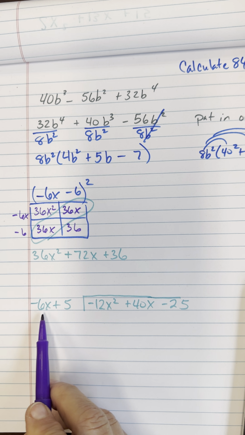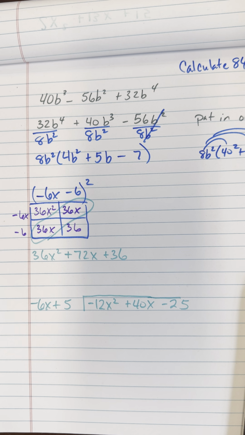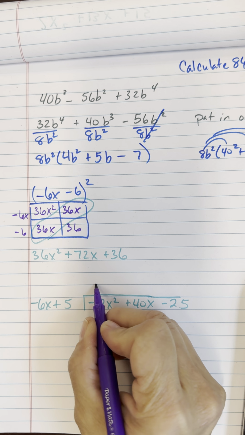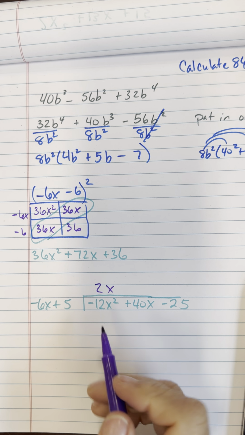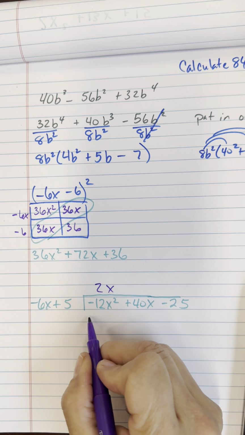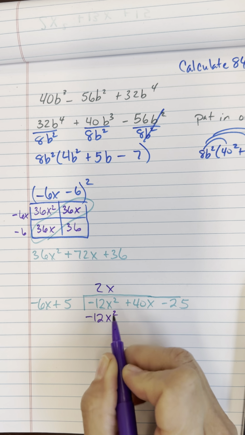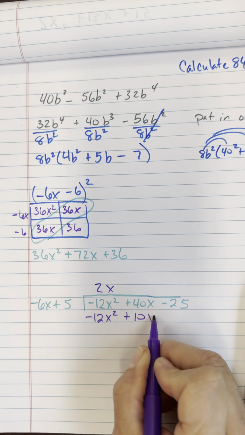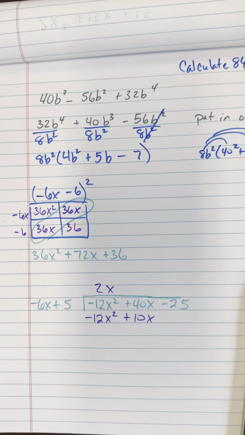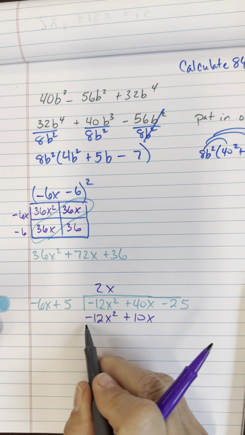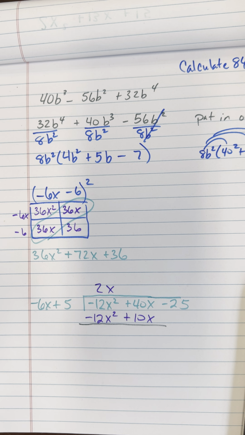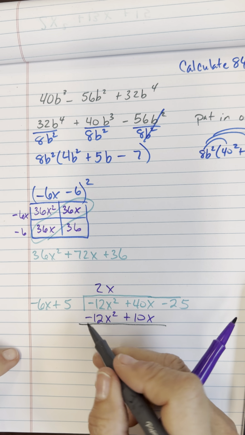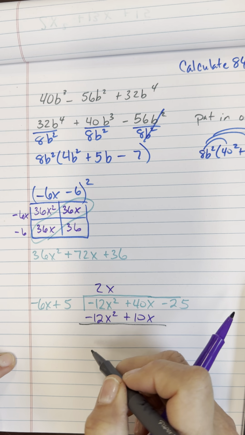So what multiplies by negative 6x to give you negative 12x squared? Or what is negative 12 divided by negative 6? And that is going to equal 2x. Then you multiply. 2x times negative 6 is negative 12x squared. 2x times 5 is 10x. And then just like a normal division problem, the next step is you're going to subtract. And remember, for the quiz, you may use your notes or these notes if you are writing them down.